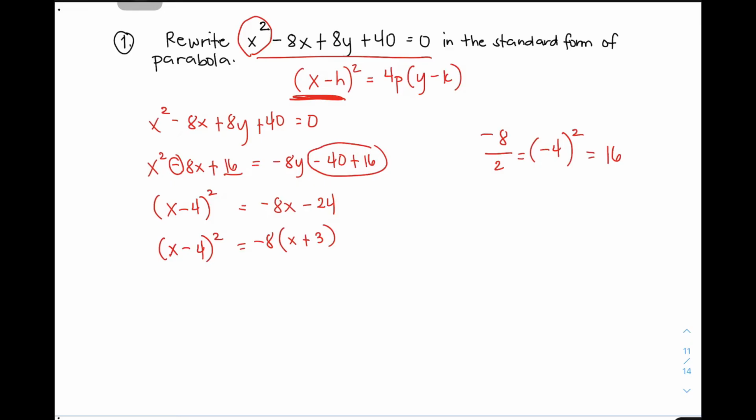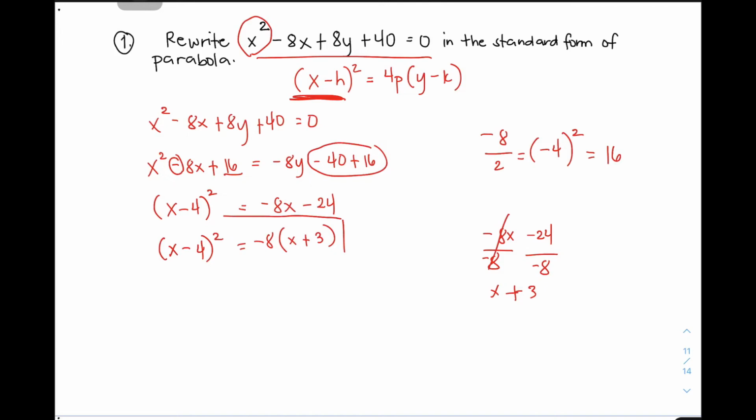Okay, paano natin nakuha yung x plus 3? We have negative 8 divided by negative 8. That will give you, adit natin yung solution natin. We have negative 8x minus 24. And then yung common monomial factor is negative 8 divided by negative 8. It will give you x. Negative 24 divided by negative 8 will give you plus 3. So ito yung factor natin.